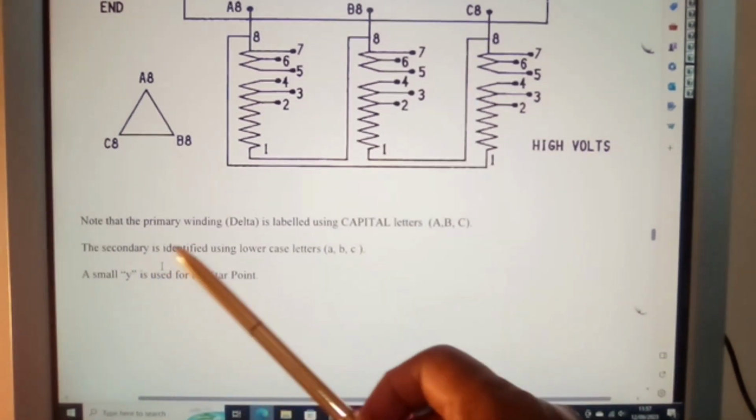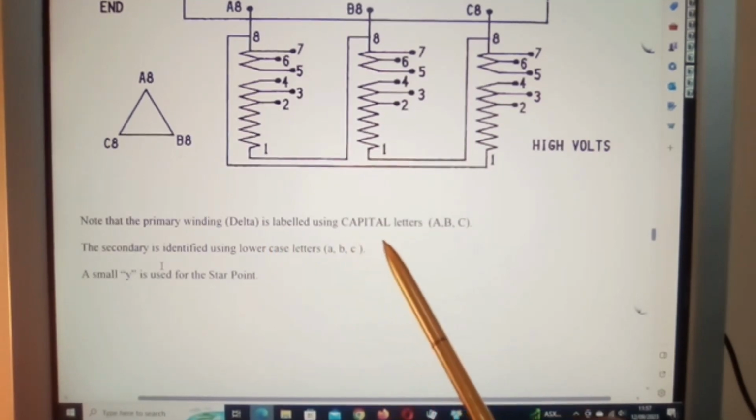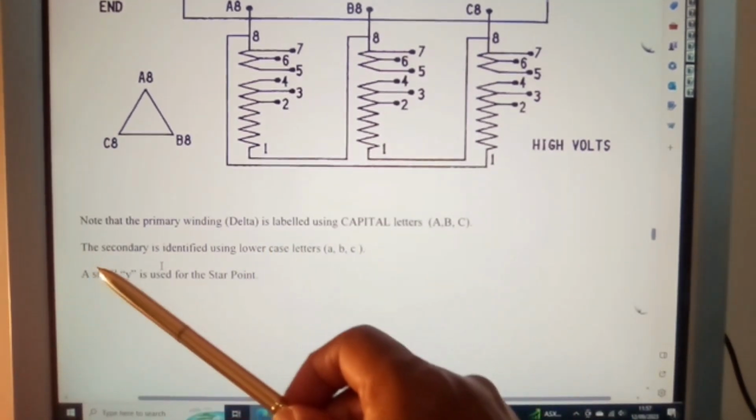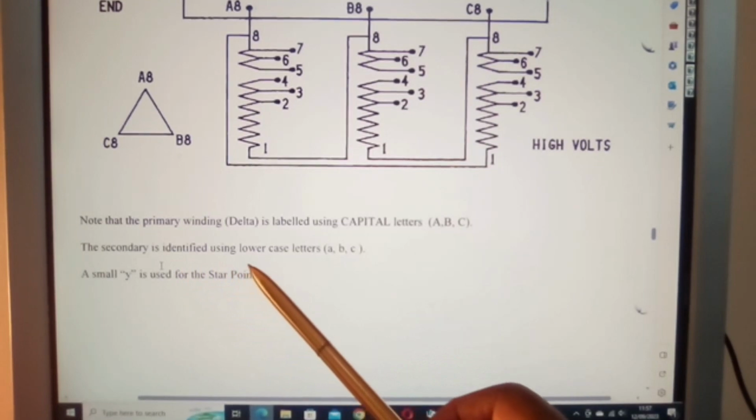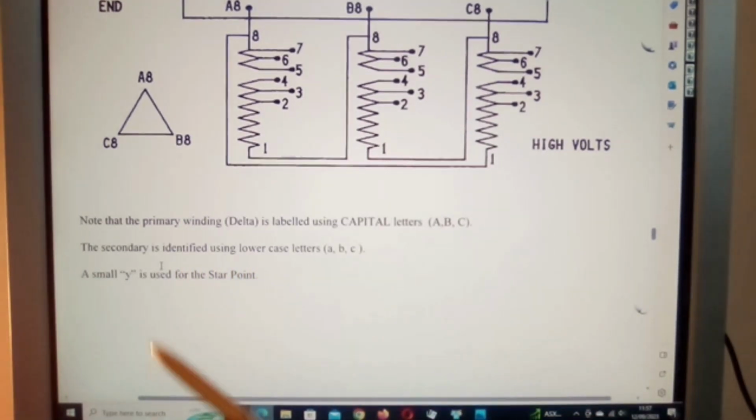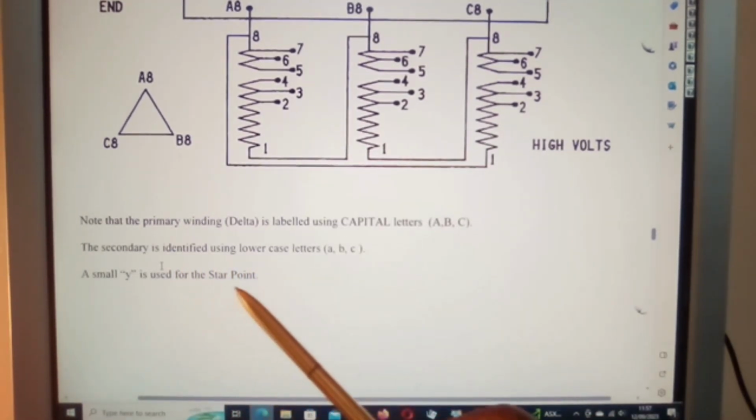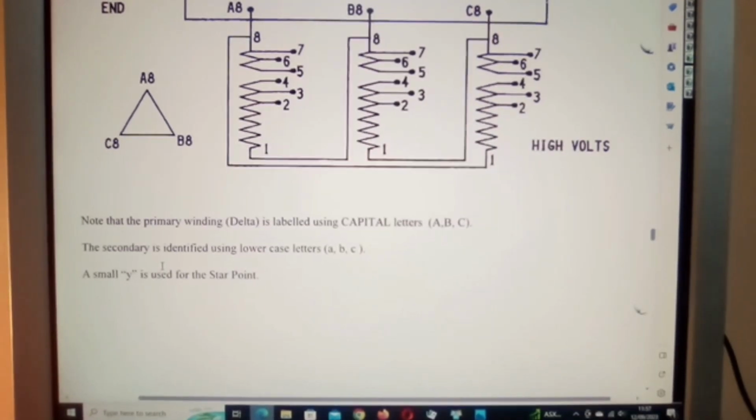Note that the primary winding delta is labeled using capital letters A, B, C. The secondary is identified using lowercase letters a, b, c. A small y is used for the star point. That's where the cables meet.